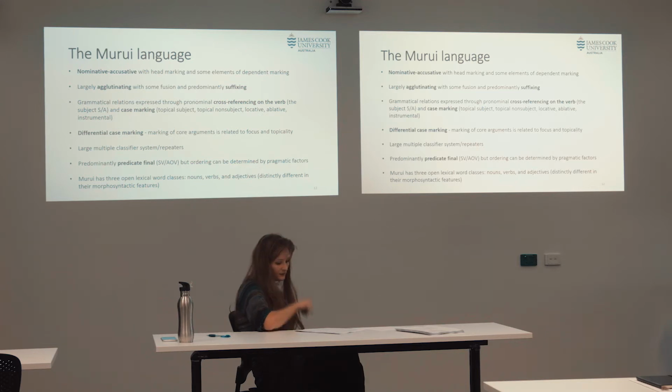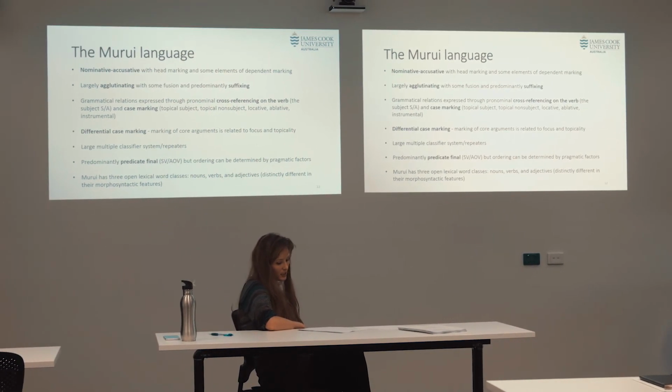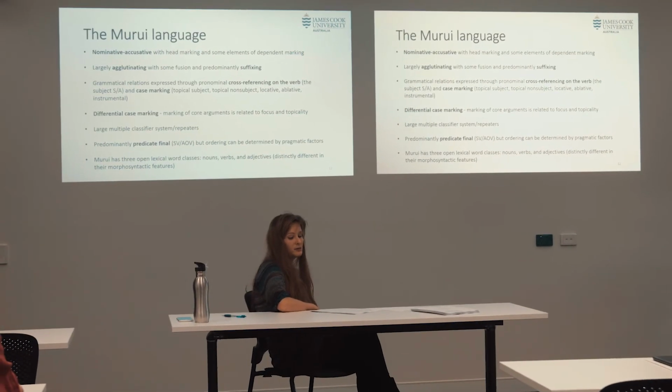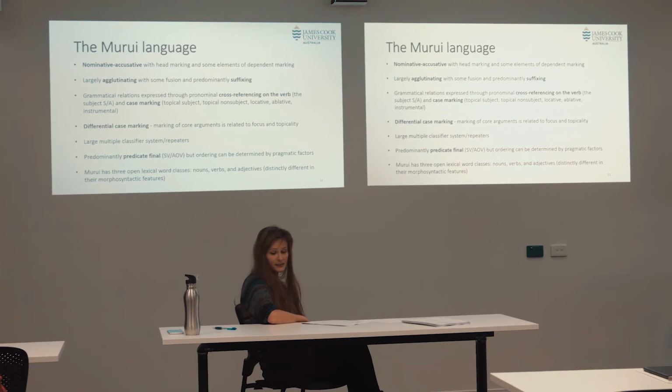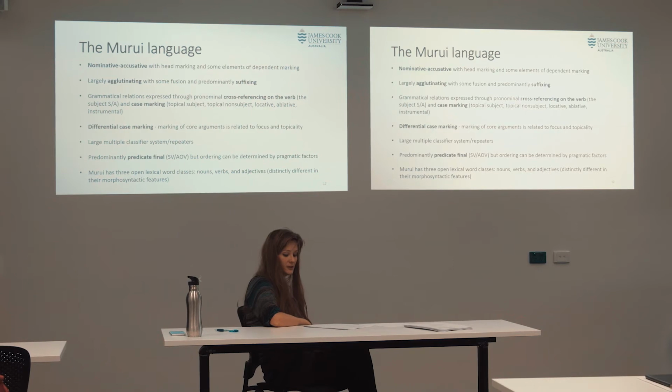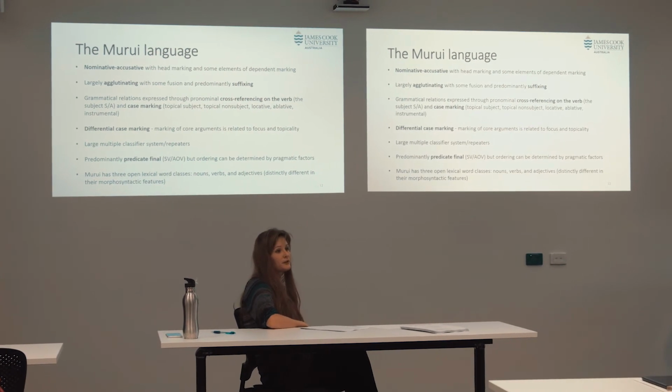So let us now have a look at some important typological features of the Murui language. In terms of the language structure, Murui has a nominative-accusative alignment system with head marking and some elements of dependent marking. At the morphological level, the language is largely agglutinating with some fusion and predominantly suffixing. Grammatical relations are expressed through pronominal cross-referencing on the verb, with only one cross-referencing position, the subject SA, which is a suffix, and case marking.